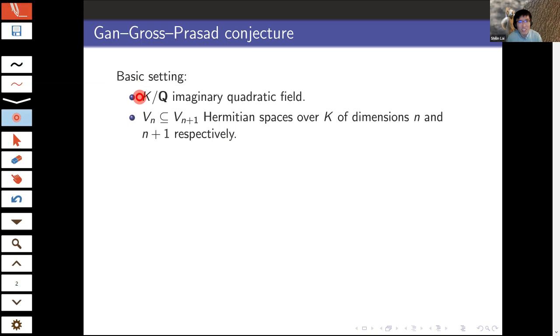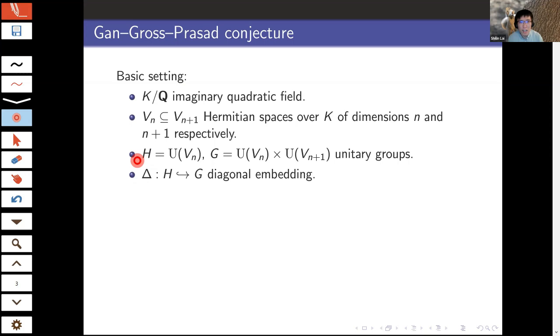So K over Q will be an imaginary quadratic field. And we have two Hermitian spaces, V_n and V_{n+1}. They have dimensions n and n plus one, respectively. And we have two groups: H, which is a unitary group on the smaller Hermitian space, and G, which is the product of the two unitary groups on each of them. And we have a diagonal embedding of H into G.